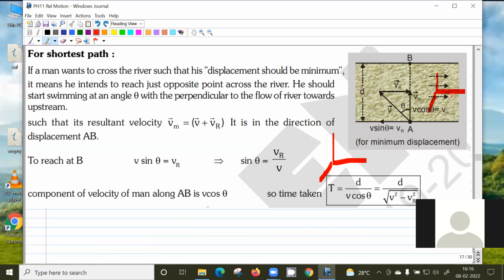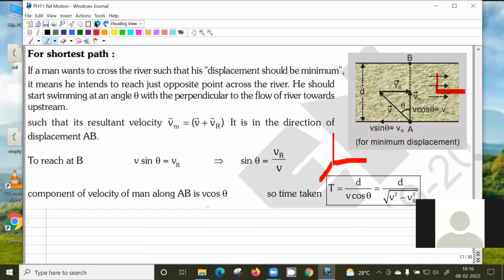Okay, so it should be measured with respect to the frame fixed to the ground, the river bank. With respect to the river bank, the velocity of the man should be in this direction, for the distance traveled by the man to be shortest. This velocity is the velocity of the man with respect to the bank, and the velocity of the river is towards right. So the relative velocity should be in this direction.